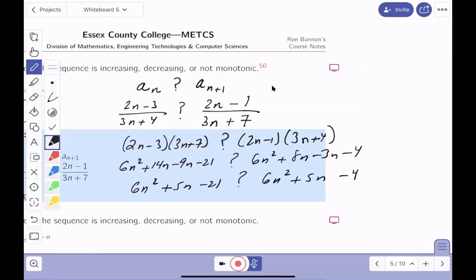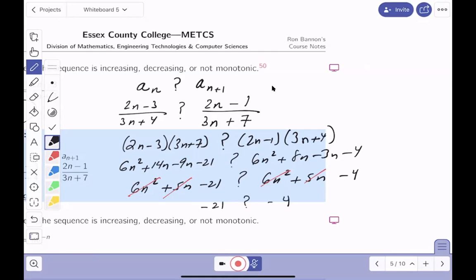I think you get an idea here, right? Let's see if I did that right. 6n squared, 14n minus 9n, 5n minus 21. 6n squared, 8n minus 3n is 5n. Yeah, I'm going to subtract 6n squared from both sides. Well, that disappears. Subtract this away from both sides, that disappears. And what are you left with? Well, let's write this down. Minus 21, question, minus 4.